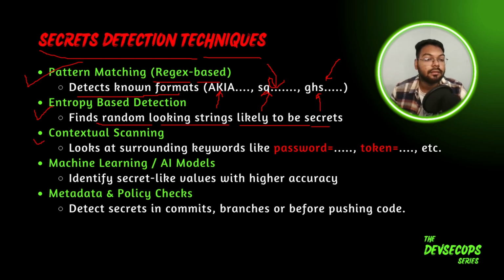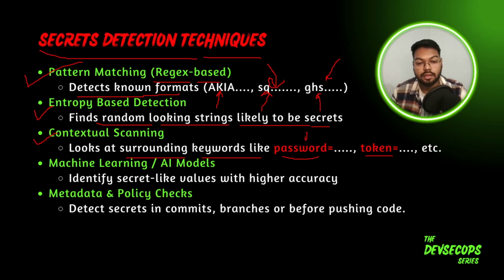Then contextual scanning looks at the preceding or following keys around a token, in the case of certificates or SSH tokens. You would find certain keys like passwords or tokens before or after the token is placed, which is called contextual scanning.